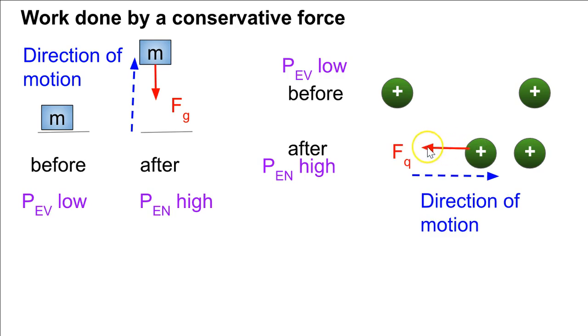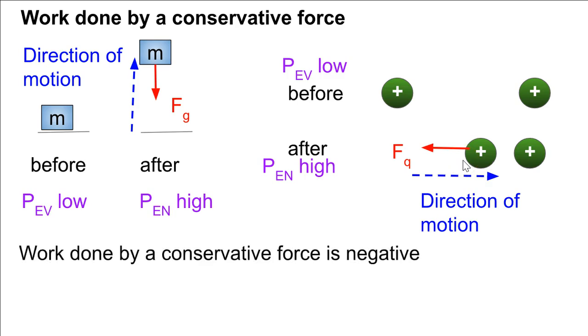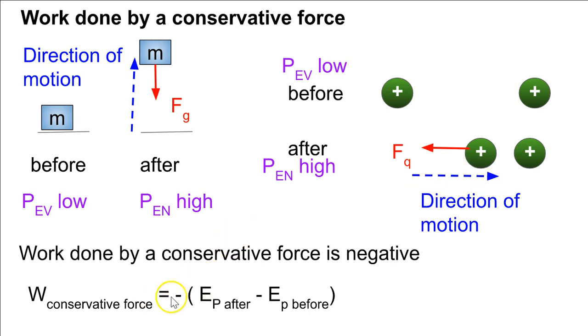The Coulomb force that's acting, or the electrostatic force, is pushing away, because these two charges are the same and they repulse, but I'm moving in the direction opposite to the force. So can you see the angle between my direction of motion and my force is 180 degrees. So again, in order to increase the amount of potential energy, I do negative work. So the work done by a conservative force is negative, and the work done by a conservative force can be given by negative the potential energy after, which is the high number, minus the potential energy that it had.